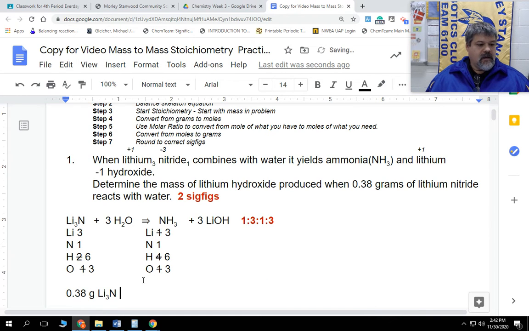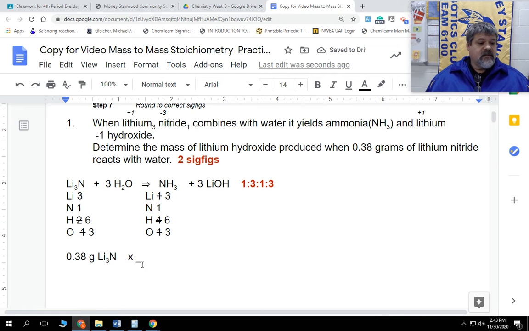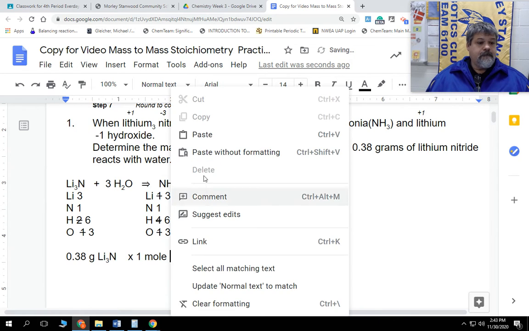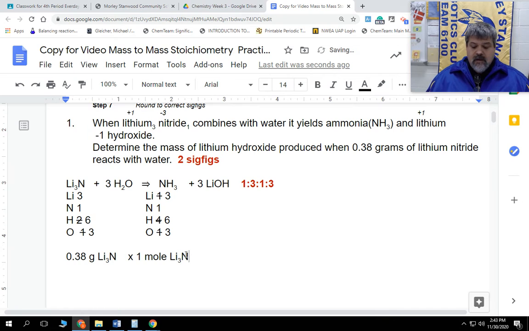And then again, we're converting from grams of something to moles, mole to mole, then back to grams. But we're converting, so we have to put our times in a line. Okay, so let's go ahead and look at it. Since we're going to use molar mass to do this, what we're looking for is moles. So we're going to put 1 mole of lithium nitride. And paste that in there.